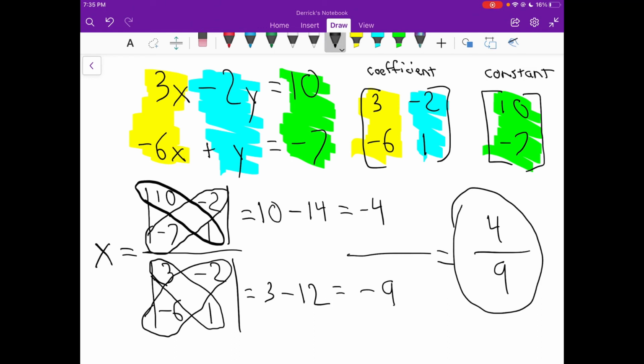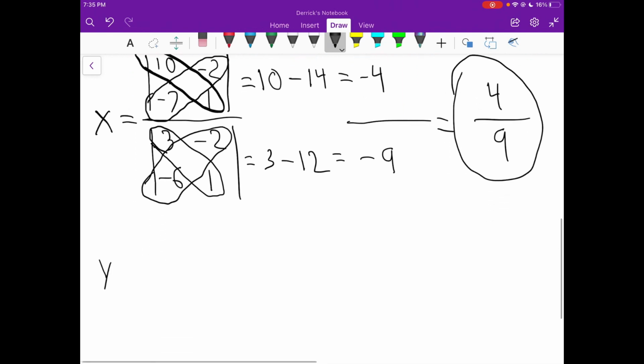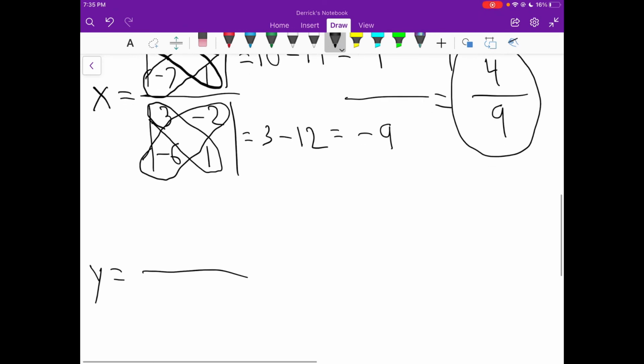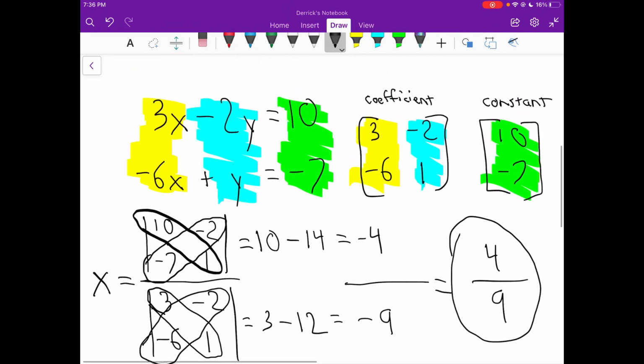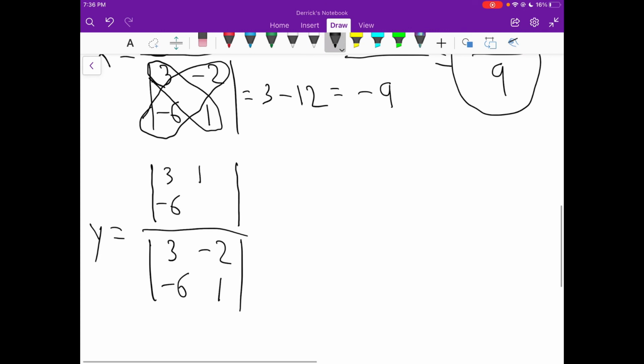Now, we would need to build our y fraction. So for y, our denominator should be exactly the same as it was for x, meaning I already know the denominator is going to be our coefficient matrix of 3, -2, -6, 1. Since I'm solving for y, I know that the column I will be replacing is the second column that represented the y's, so I can rewrite the 3 and -6. Remember that our constant matrix was 10, -7. And so 10 and -7 is what we'll be replacing our -2 and 1.